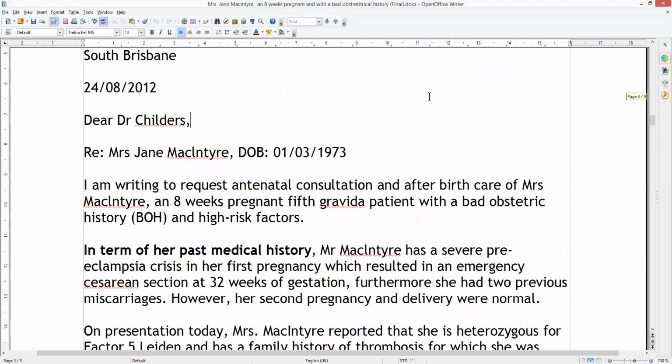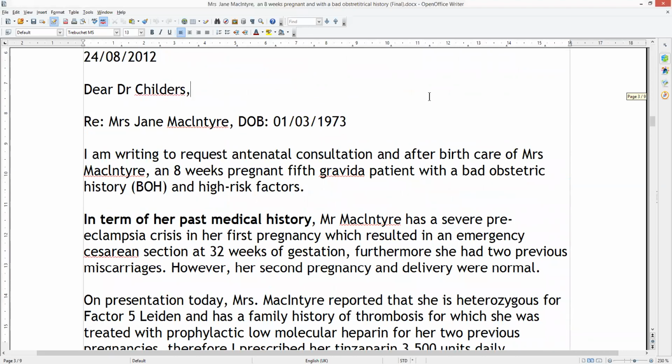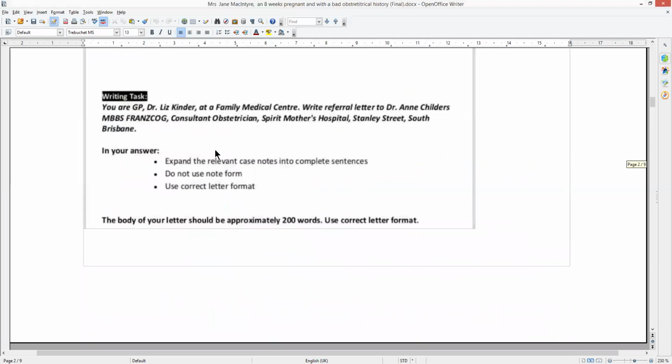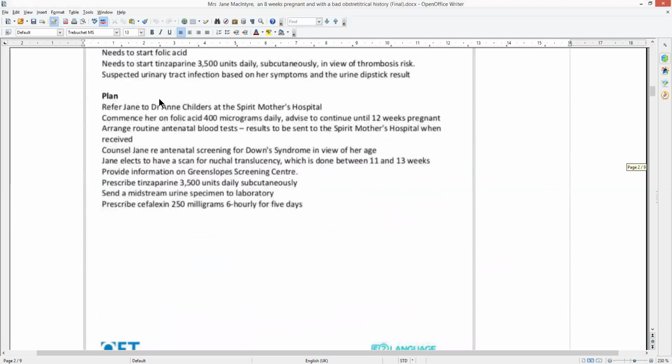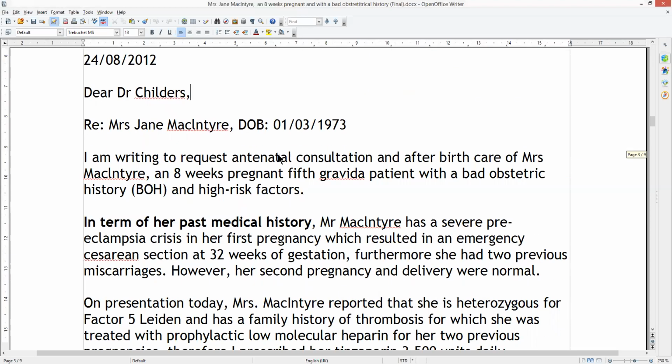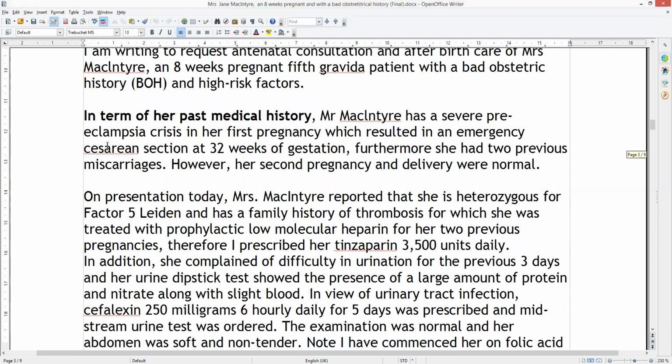Who's this? That's Ahmed. I'm writing to request antenatal consultation and post-birth care of Mrs MacIntyre, 8 weeks pregnant, with obstetric history and high risk factors. Okay, well, that seems relatively straightforward. I'm writing to request. It's clear what you want right from the start. Reference, requests. Okay, seems pretty straightforward. In term, okay, right now, in terms should be plural. Mrs. Had. So we've got 3 mistakes in the first sentence of paragraph 2.